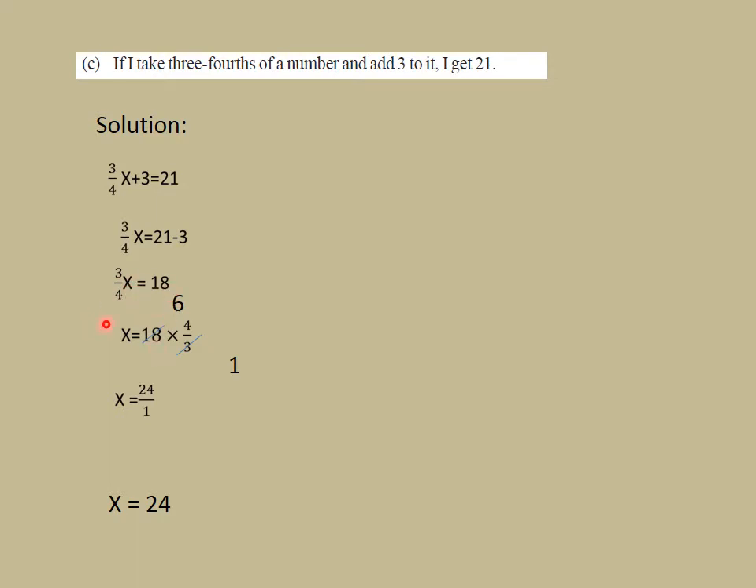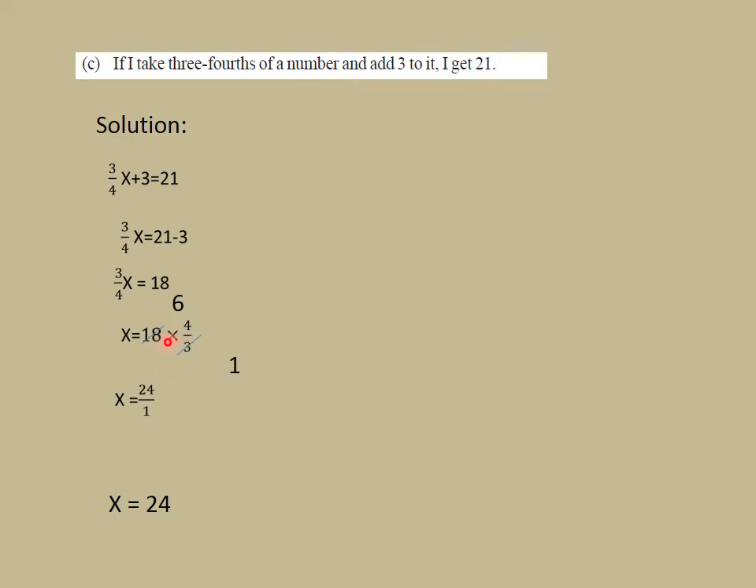Now what is the other step? 3 by 4 is multiplying x. So 3 by 4 should be taken to the right hand side. When you take 3 by 4 to the right hand side, it becomes 4 by 3, the reciprocal of 3 by 4. So 18 into 4 upon 3. Okay.